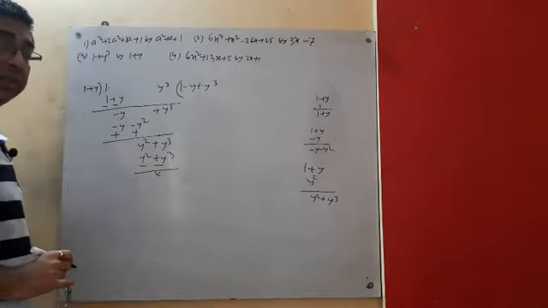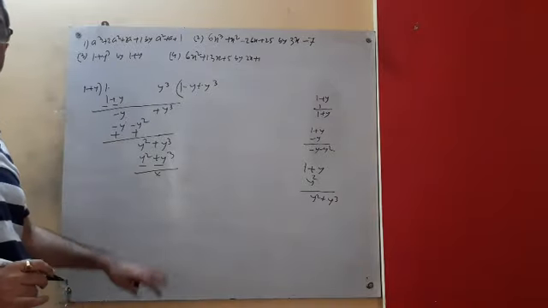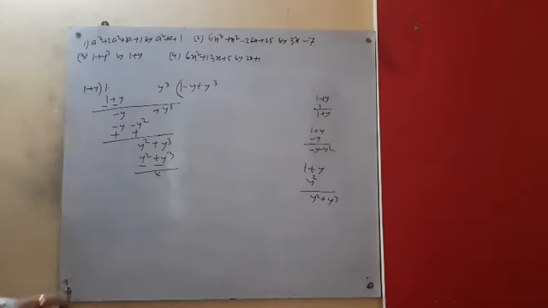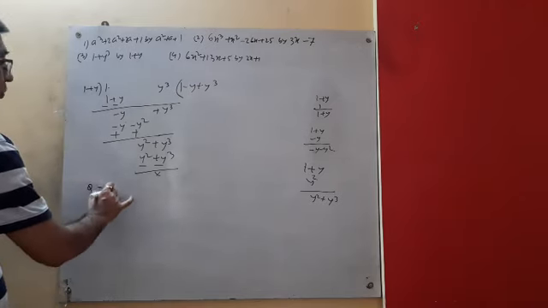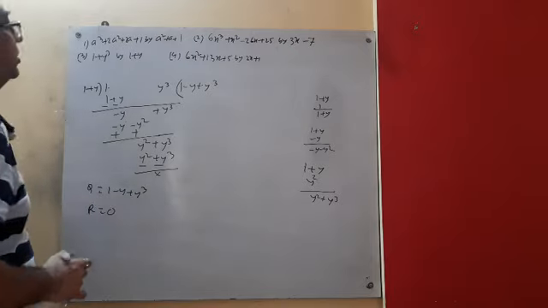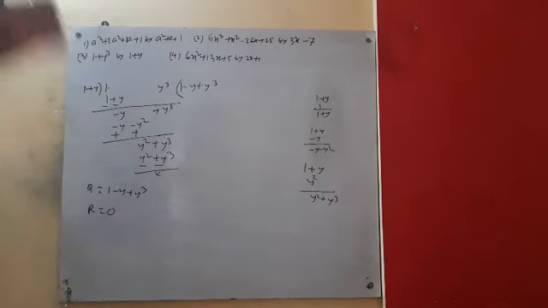It is not necessary that all the terms will match; sometimes it will not match, then the remainder will come. So here the quotient is 1 minus y plus y cube, and what is the remainder? The remainder is 0. Now we'll come to the next one. Please check that. Yes, it is okay. Now we'll move to question number 2.